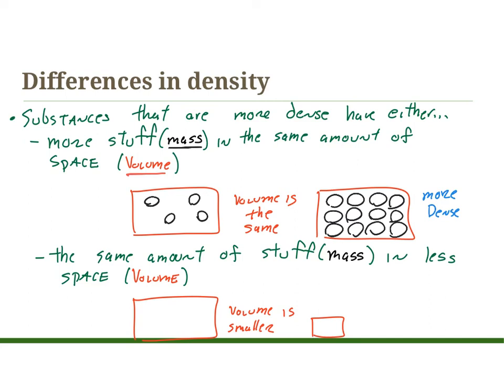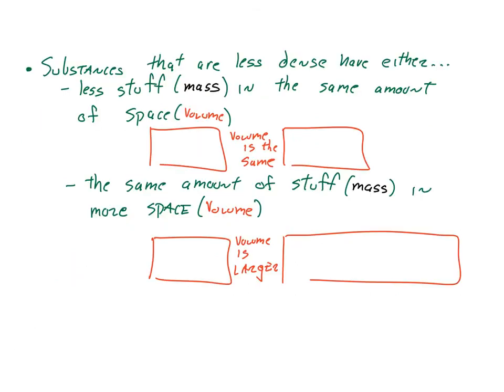Another option is the same amount of stuff, mass, but in less space, volume. What that might look like is I've got 1, 2, 3, 4 particles in one box or object, and I take those same 4 particles and put them in a smaller box or object. The smaller one is going to be considered more dense. Then another thing to consider is that substances that are less dense have less stuff, or mass, in the same amount of space, volume.